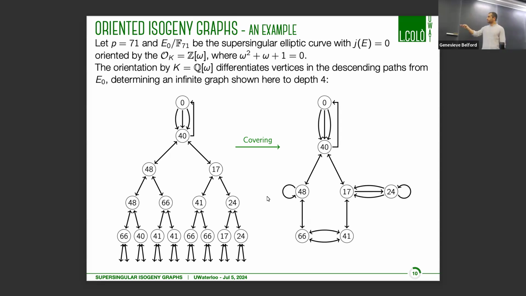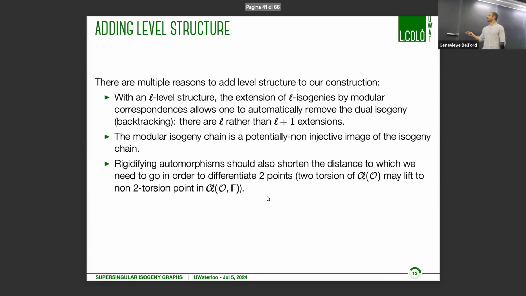And the distance you have to walk down the volcano before distinguishing the two actions can be shortened if you add the right level structure. And finally, but probably most importantly, if you add some level structure, the modular polynomials, the other polynomials giving you the isogenies, are much, much smaller.